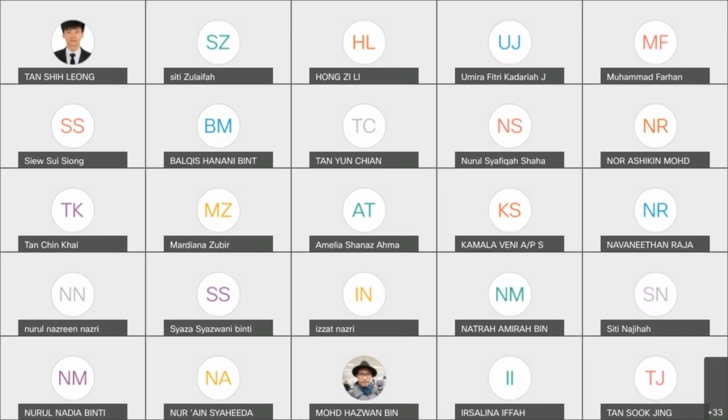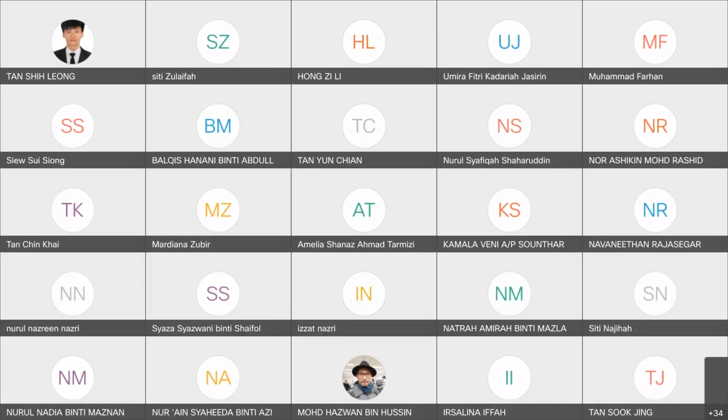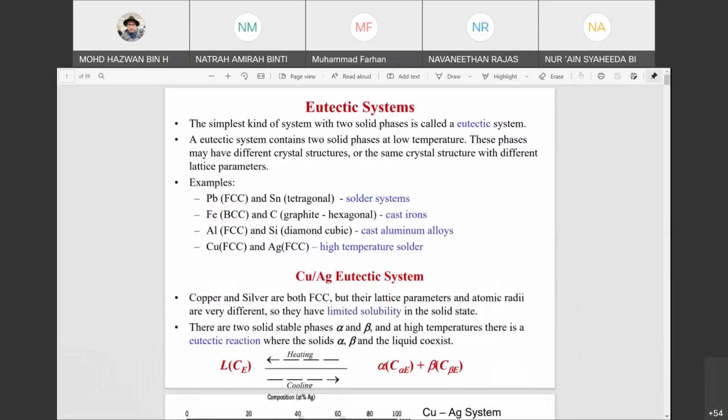All right. So basically, what we learned last Friday, before we ended our lecture, was we looked at the eutectic system. We have looked at the eutectic system. So what does it mean by eutectic system?